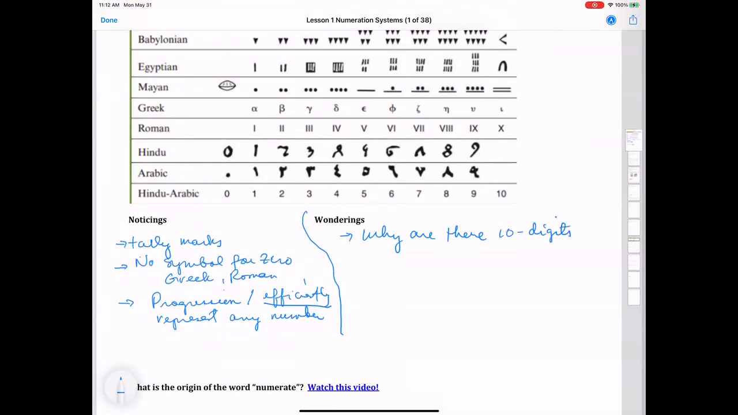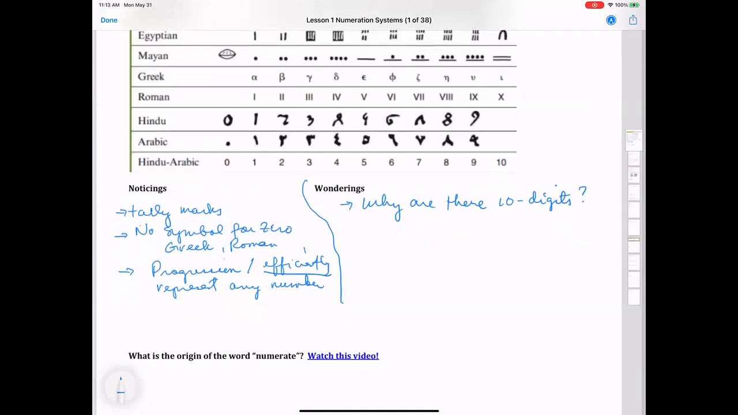So I did a little bit of research on the history of number systems, and a lot of the materials that I read presume that this is motivated by the fact that we have 10 fingers. So it's presumed that because we have 10 fingers, that's why there are 10 symbols, because human beings naturally count using their fingers. The word digit is actually rooted from the word finger in different languages.